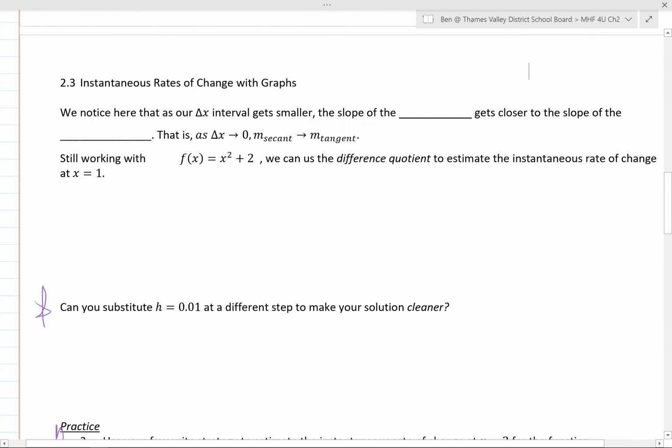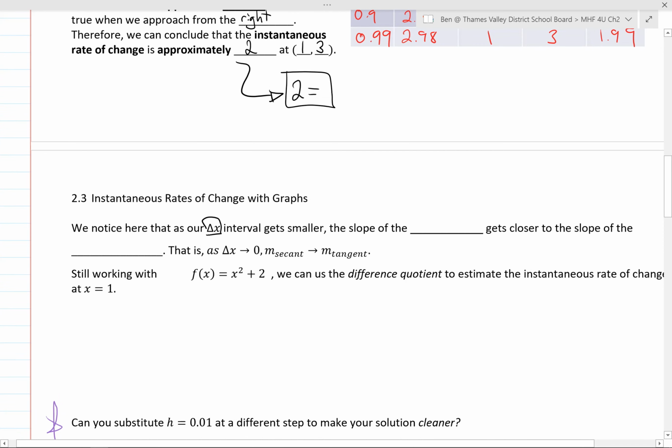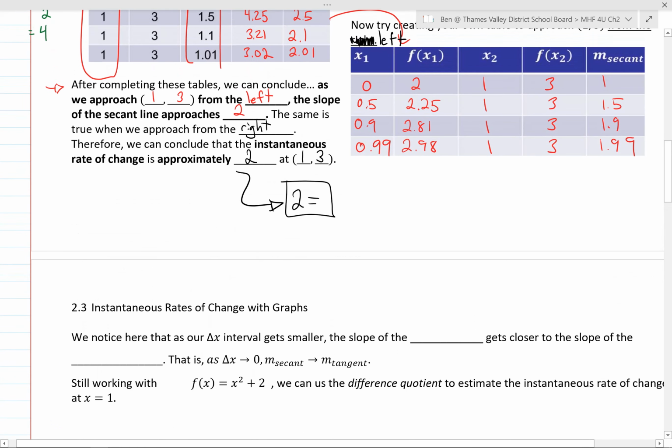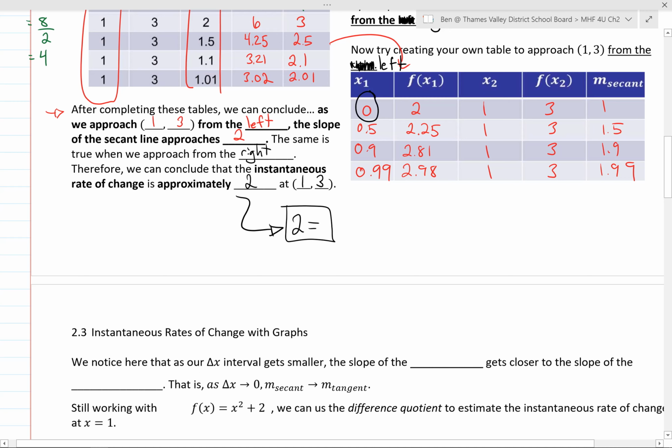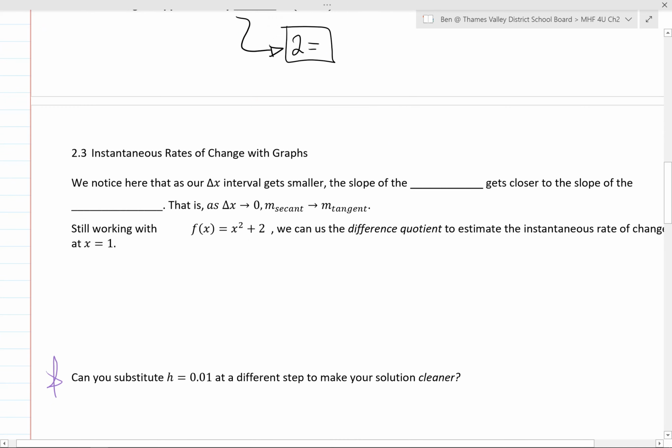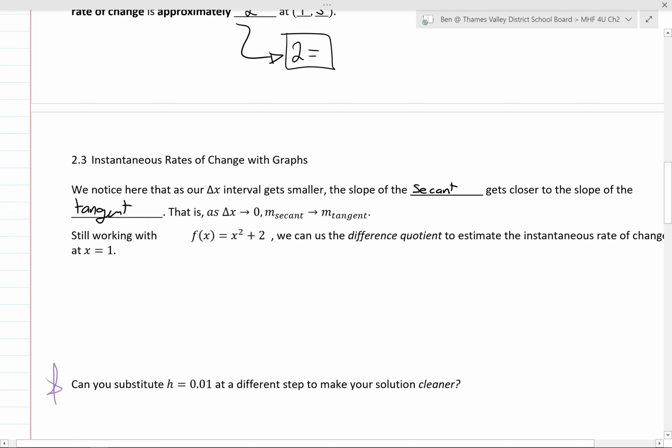Now we notice here that each time our delta x, so that's our interval, gets smaller. So the distance between x1 and x2 gets smaller each time. It started off where the difference was 1, and then the distance was 0.5, and then 0.1, and then 0.01. So we're making our delta x get smaller and smaller. So the slope of our secant gets closer and closer to the slope of the tangent. It almost becomes a tangent, if you will.